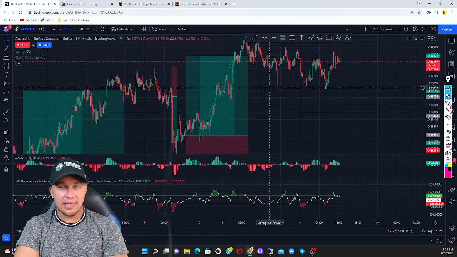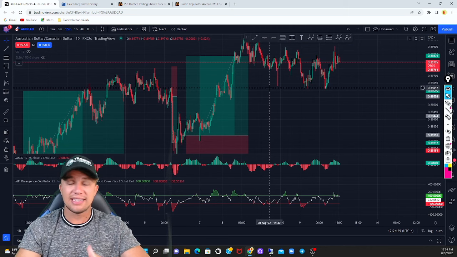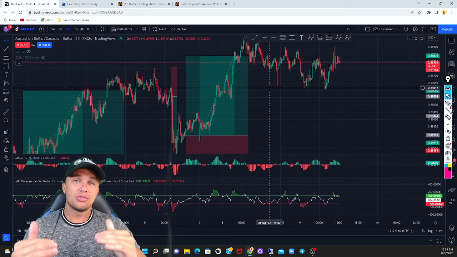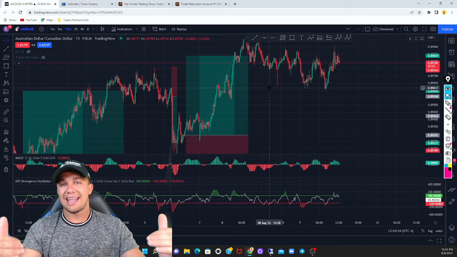But that's basically the fundamentals of how I use divergence to get in trades and get out at the same time. And also look for price to go ahead and create those higher lows and lower highs as well, to go ahead and confirm when to get out and when to get in.